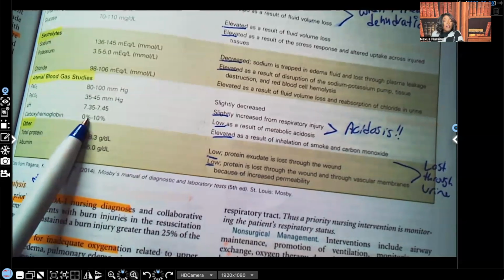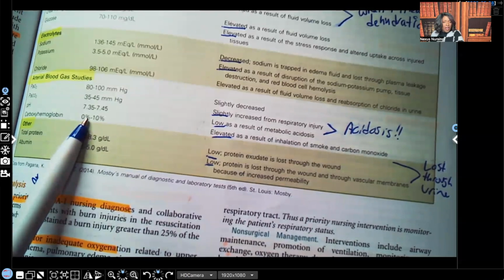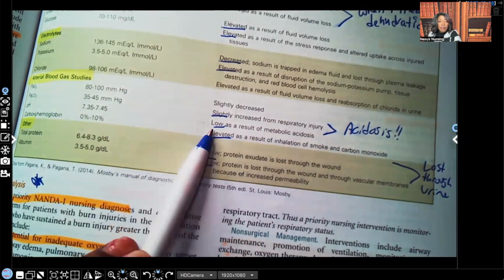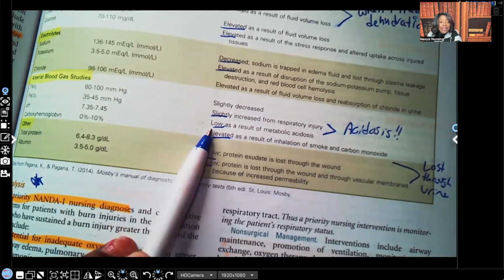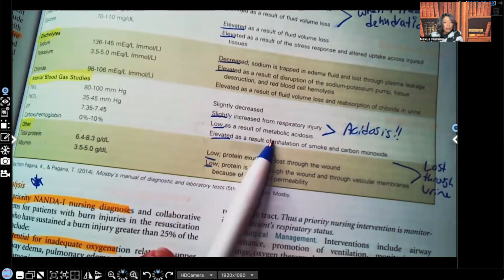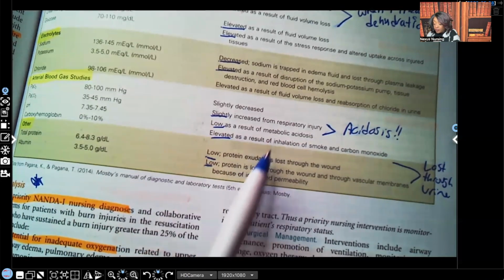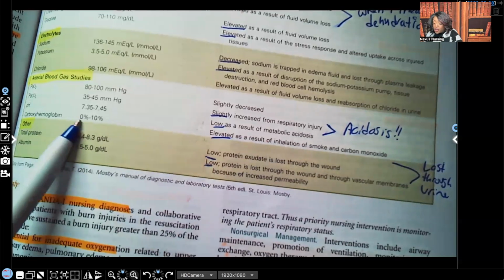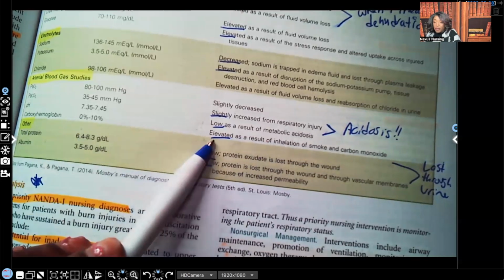The pH is 7.35 to 7.45. Anything less than 7.35, the patient's going to be acidic. Anything more than 7.45, they're going to be more basic, alkalotic. So what happens with the pH? Take a look. It's going to be low, which means the patient's going to be acidic. Low as a result of the metabolic acidosis. Carboxyhemoglobin, 0 to 10%, that's going to be elevated because the patient was breathing in carbon monoxide. It makes sense.